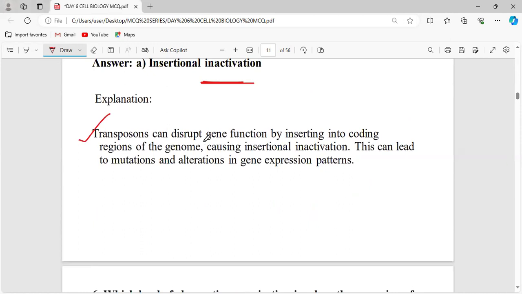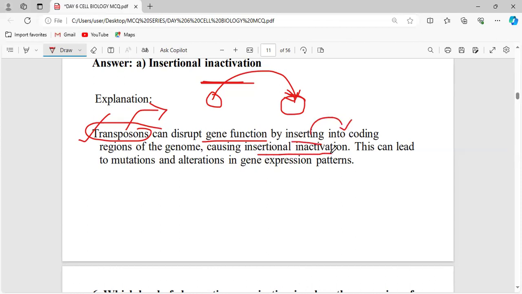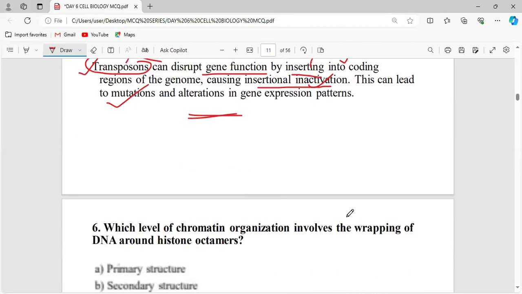Now, transposons can disrupt gene function. We call them jumping genes. Simply, some genes will jump into another area and get mingled with another gene where it is not needed, and it is inserted into a gene that codes for a protein. That is called insertional inactivation. This insertion of genes where it is not needed leads to a mutation. This is what insertional inactivation is.